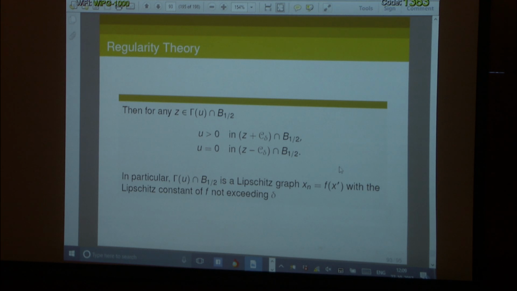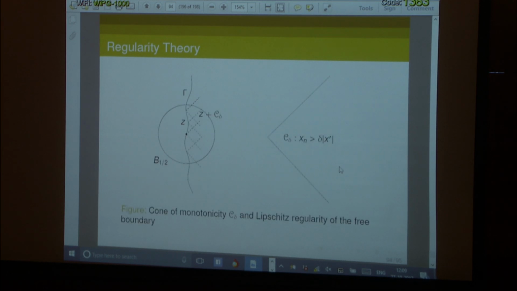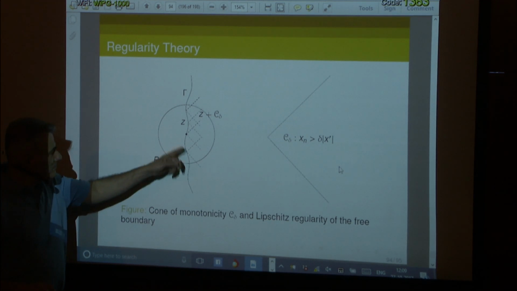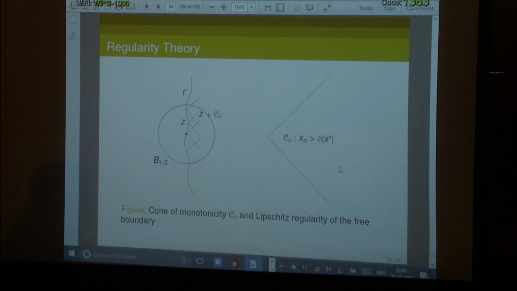That's the geometric definition. You should definitely do that. That's calculus 1, basically. It's good for understanding it. So here's the picture. You get all these cones on both sides.